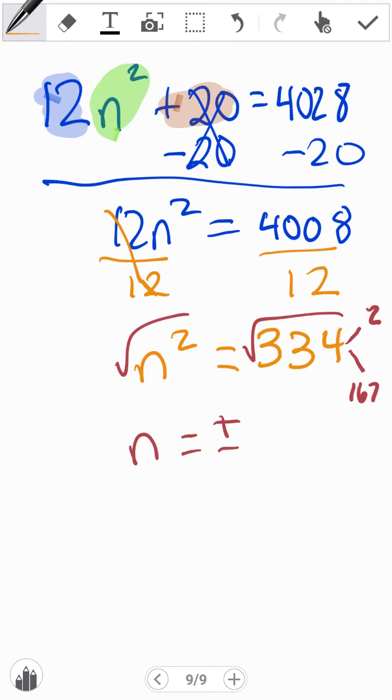Let's see, I think that might be divisible by 3. 6 plus 7 is 13. Nope. Okay, so unfortunately this doesn't work. So we just get plus or minus the square root of 334.